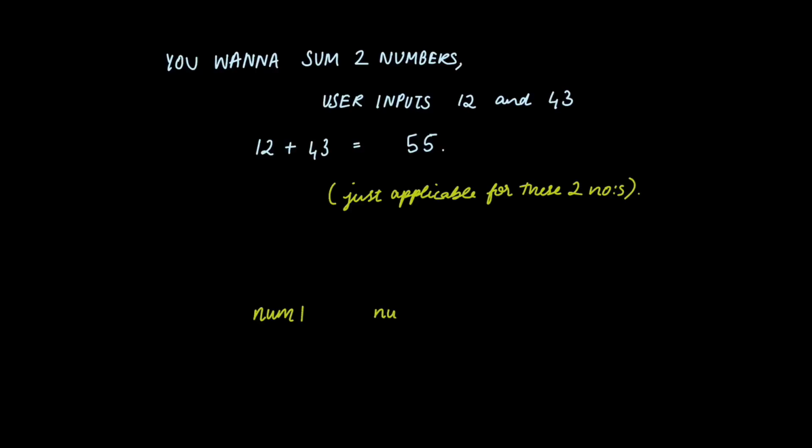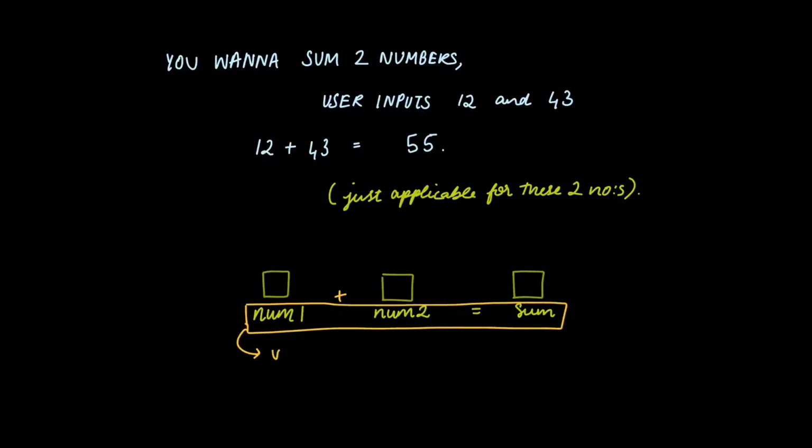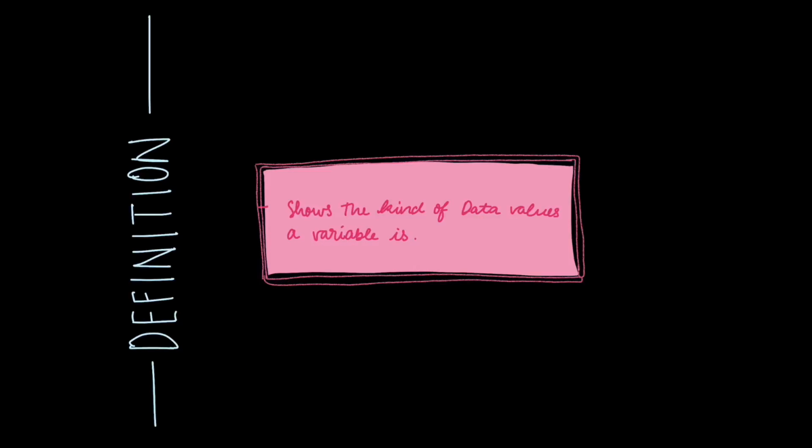What if you store the input number under a variable and then add the variables together to give us the sum? So the variable can store whatever number is input to it. In this example, the data type of the variable was integer. So going by the definition, the type of data the variable is going to store is the data type.